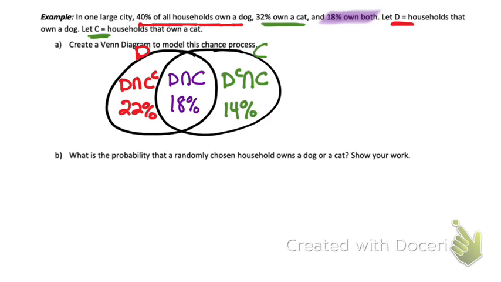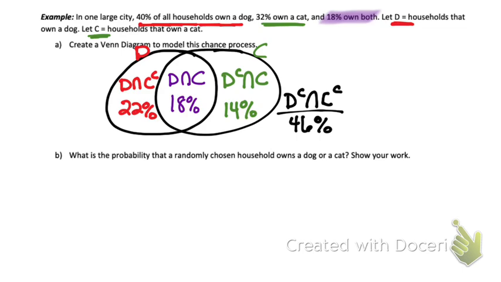Have I labeled the entire sample space? No, the outside. Guys, if I add this up, I don't get 100%. We're missing something. 46%. D complement and C complement is 40 what? 6%. Now if I add them all up, what do I get? I should now get 100%.